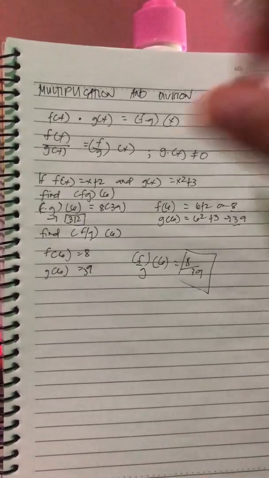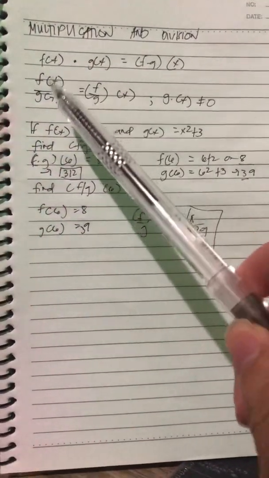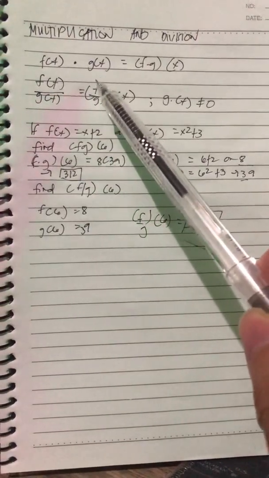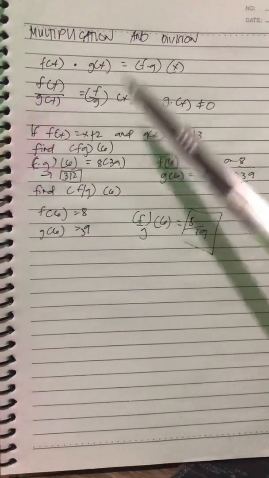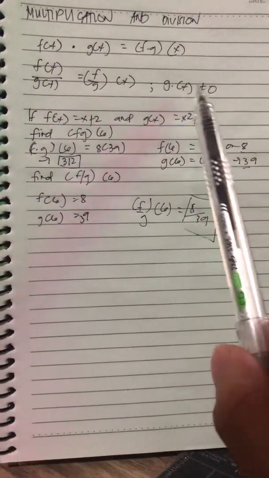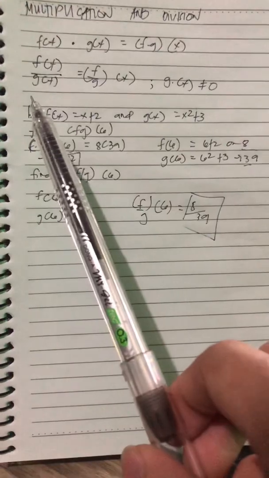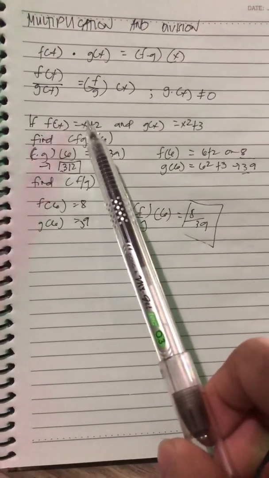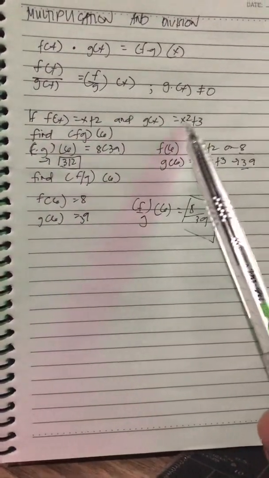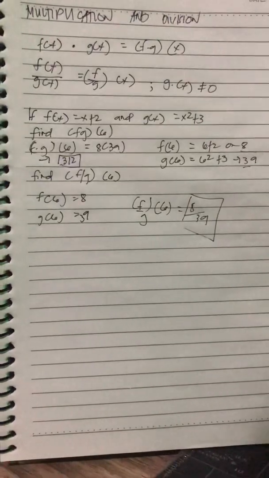This is the multiplication and division. If f of x times g of x is equal to f times g of x, then f of x divided by g of x is equal to f divided by g of x. Remember that the denominator cannot be equal to 0, so g of x cannot equal 0. So f of x equals x plus 2 and g of x is equal to x squared plus 3. So find f times g of x.